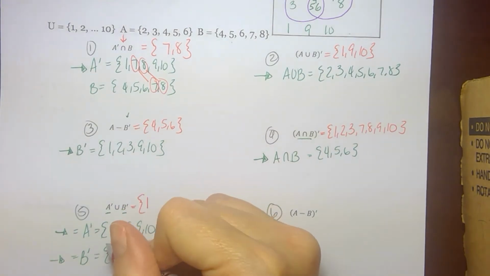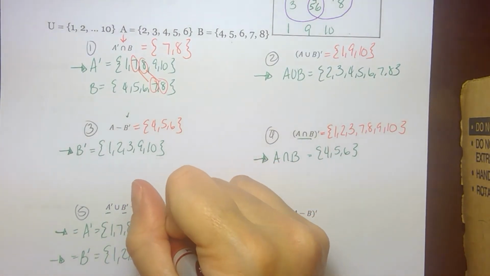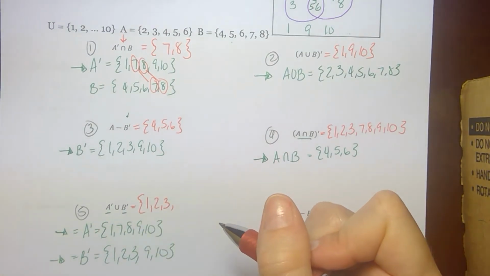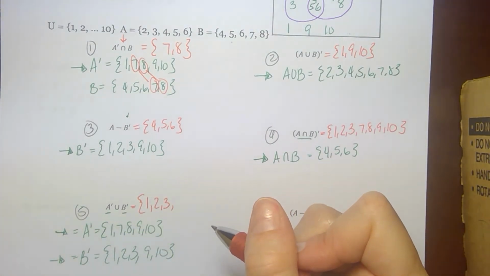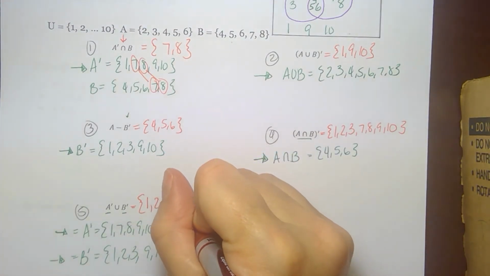We get 1. We only write it down once, even though it's in both lists. Then we have 2 and 3. We don't have 4, 5, 6. I don't see them in either list, but we have 7, 8, 9, 10.